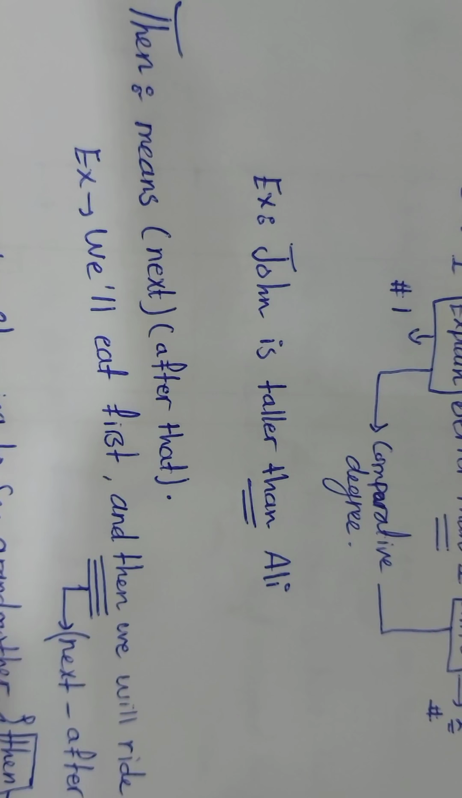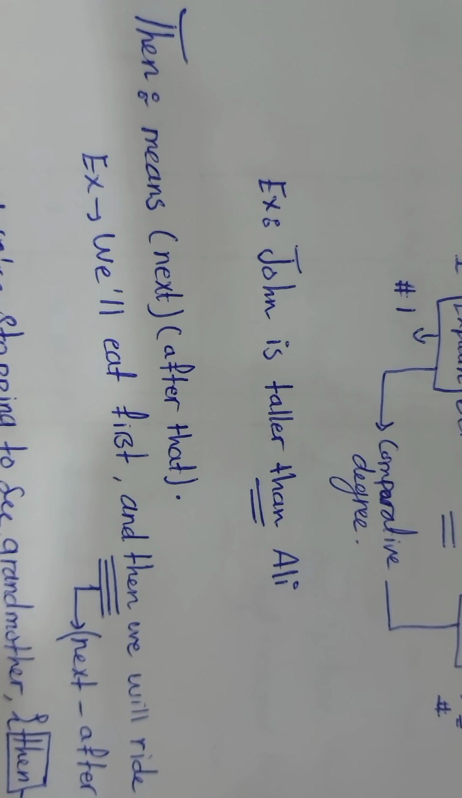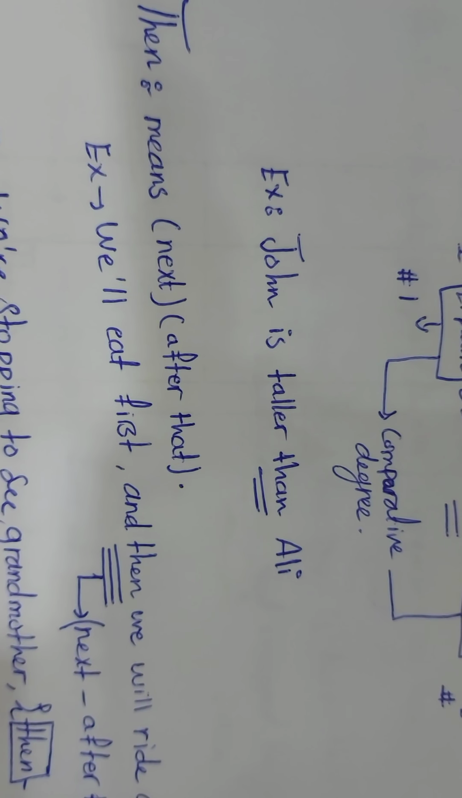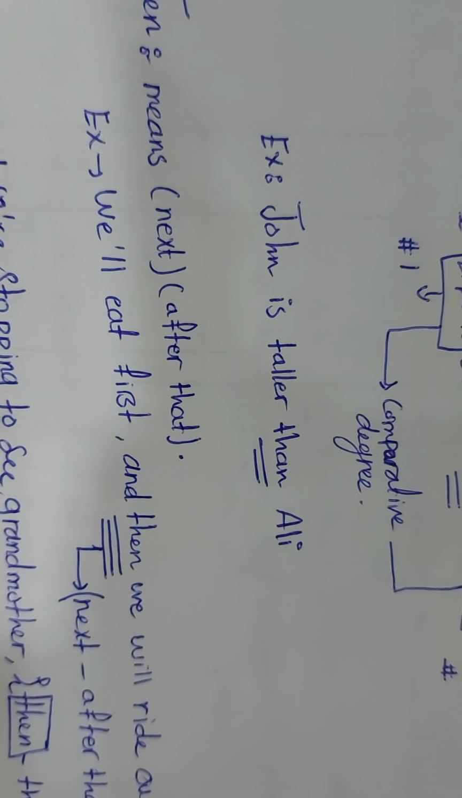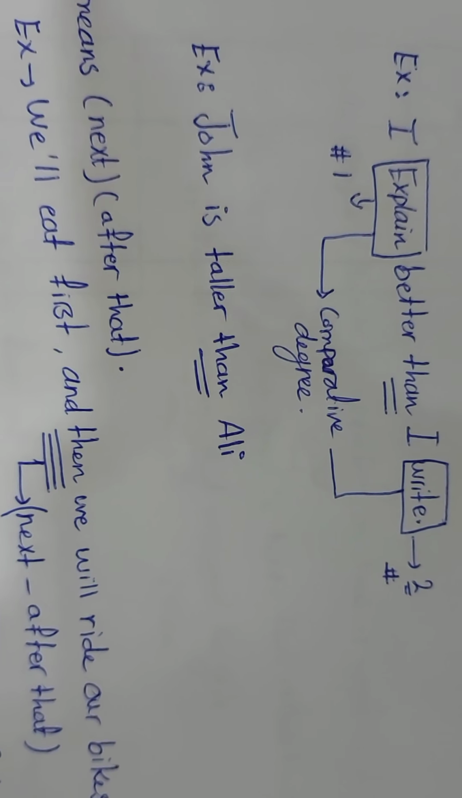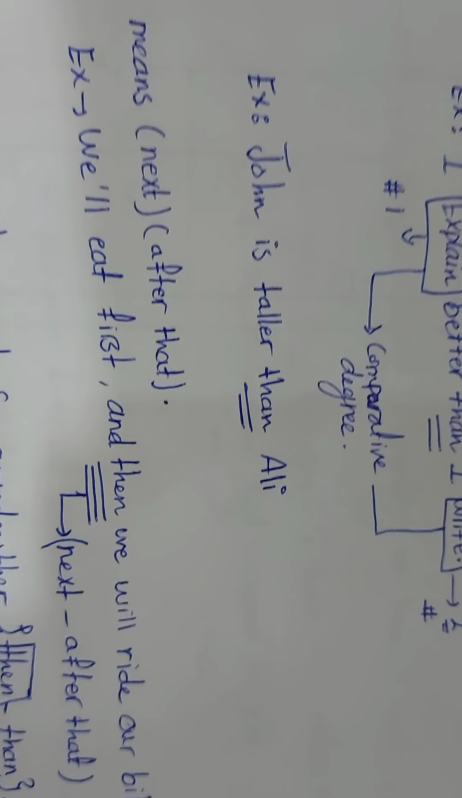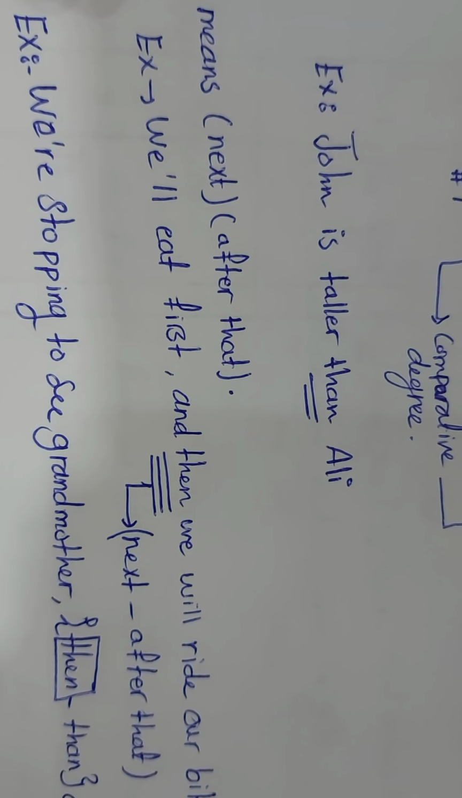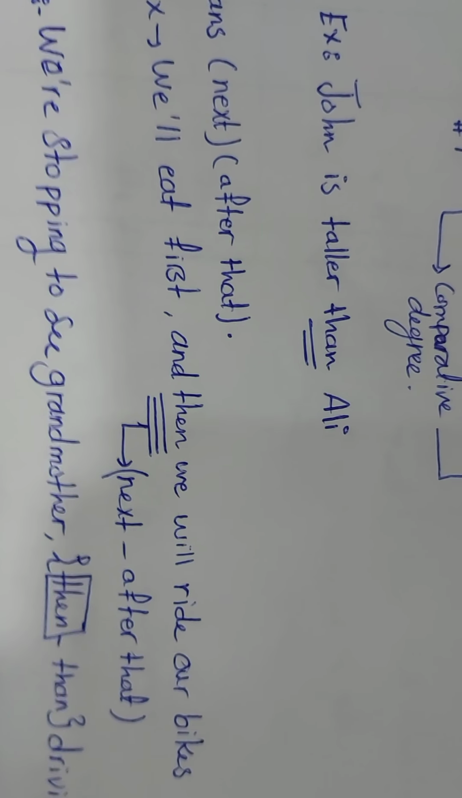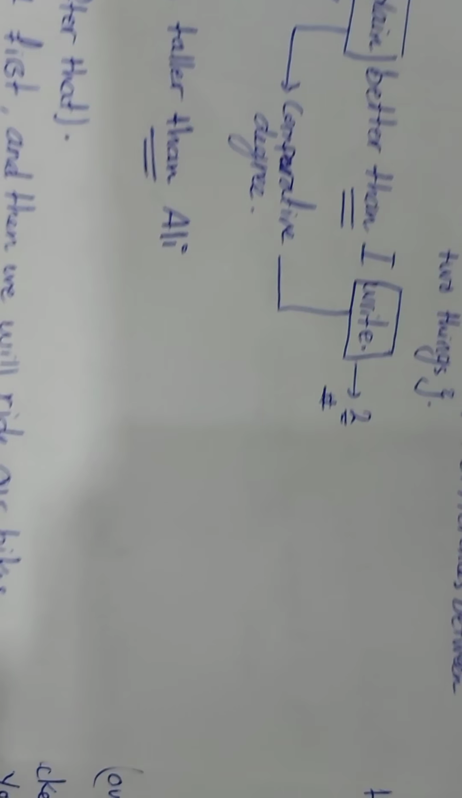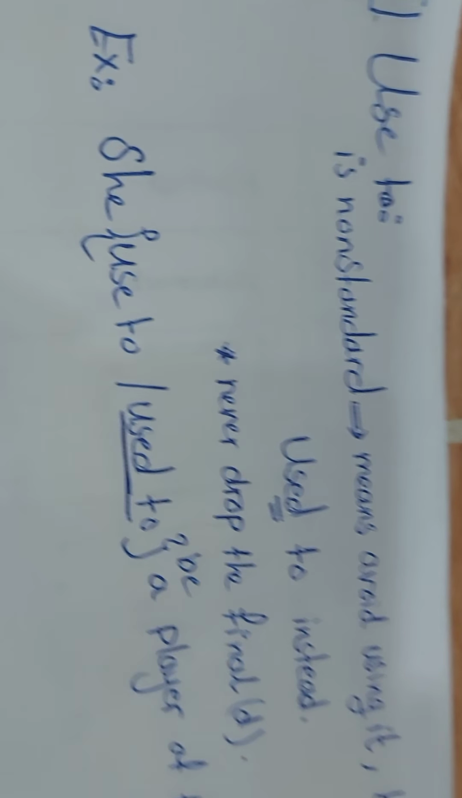As for then, it means next or after that. As you see in the very first example, we'll eat first and then we will ride our bikes. So then here means next, the second thing that we'll do, after that, and so on. Or as you see in this example, we're stopping to see grandmother, then driving home. So one will be following the second.